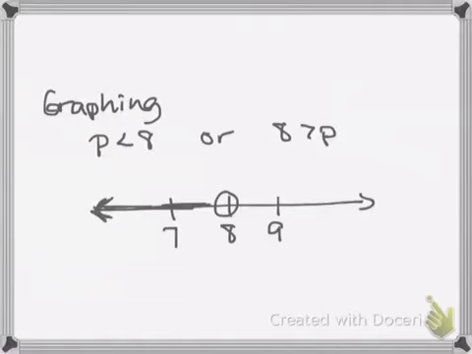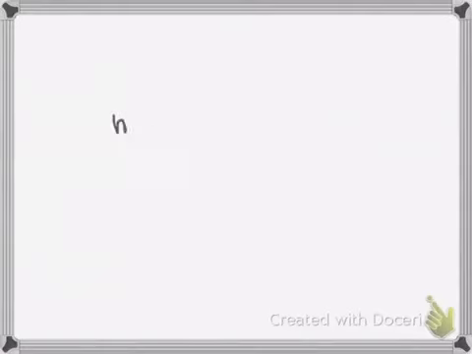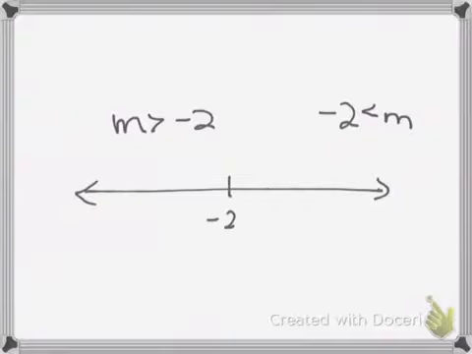So we shade everything to the left. So 7 is a solution, 6 is a solution, negative 10 is a solution, negative 1,000 is a solution. Hopefully you get the picture there. Let's look at some greater than graphs.